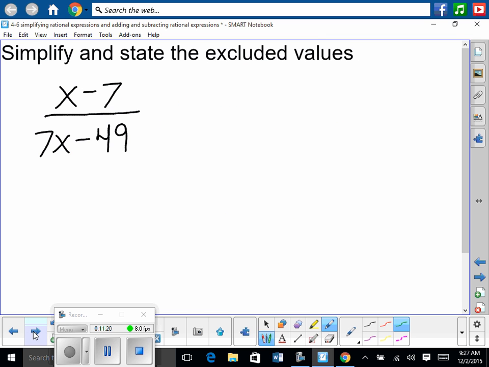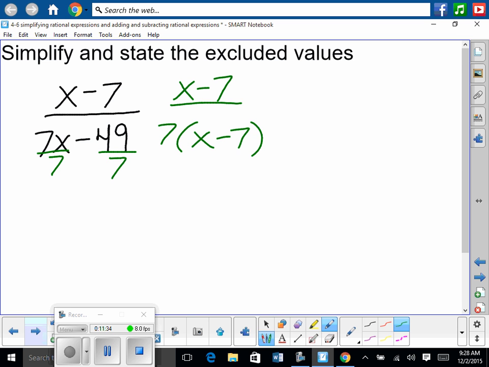Okay, couple more. x minus 7 over 7x minus 49. Let's go through it. First step is factor the top. Already done. Factor the bottom. What's in common? 7. We pulled out a 7, so we divided out a 7. Left was x minus 7. Before you divide anything out, exclude the values. So x cannot equal, can you just look at this one and tell me? 7, right? If we plug in a 7, wouldn't that be 0? So x cannot equal 7. Okay, we figured out the excluded values, so now you can simplify.